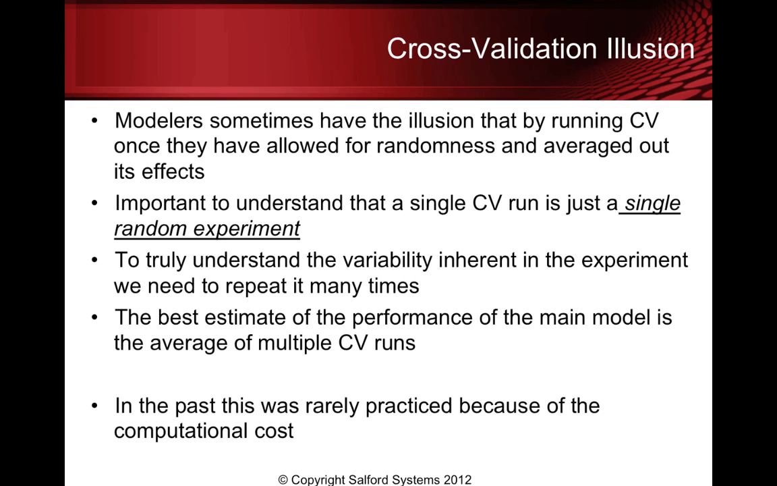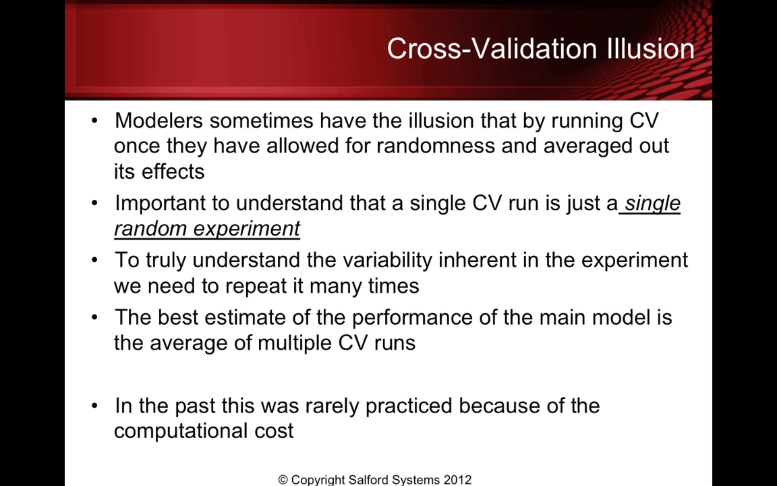Cross-validation is sometimes thought to be far more reliable than the users who make use of this technology understand. We'll call this a cross-validation illusion. Modelers sometimes have the illusion that by running CV once, they have allowed for randomness and averaged out its effects. It is important to understand that a single CV run is just a single random experiment, like tossing a coin once to decide whether it's fair. To truly understand the variability inherent in the experiment, we need to repeat it many times.